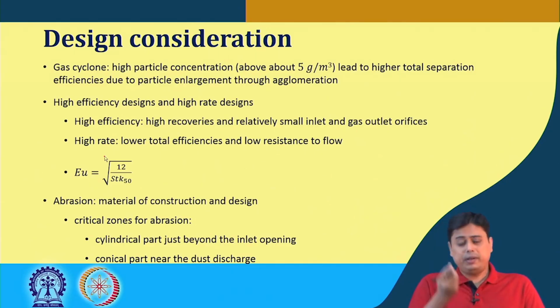The separators in general can be of two types. We have to choose wisely depending on where it is being used. The broad categories of cyclone separators are either high efficiency design or high throughput handling design, or the high rate designs. One gives us a very low cut size, and the other can handle a large throughput or a large volume flow rate.